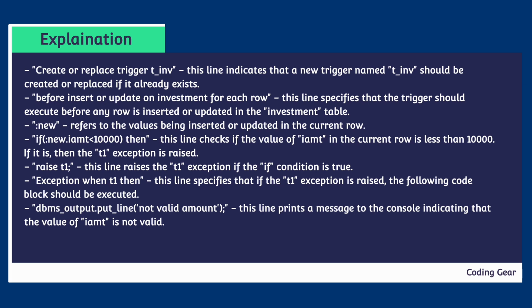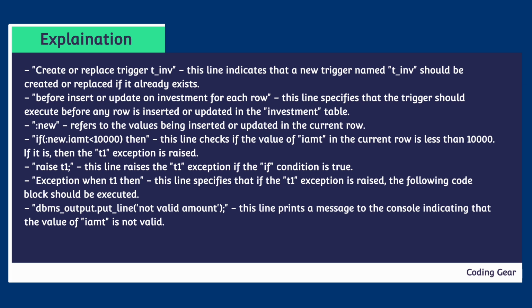New refers to the values being inserted or updated in the current row. If new.IAMT < 10,000, then this line checks if the value of IAMT in the current row is less than 10,000. If it is, then the T1 exception is raised. Raise T1. This line raises the T1 exception if the if condition is true.